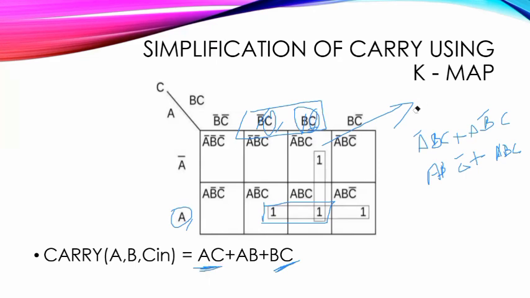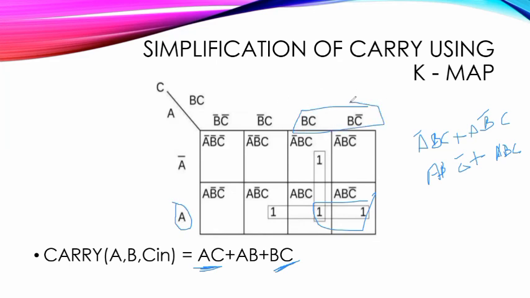And in the third term, for the third pair, if you can see, A is common again. And in this both, which are the common terms? B is the common term. C and C bar will be cancelled, ruled out. So A and B is the third term which we'll be getting for the equation, right?